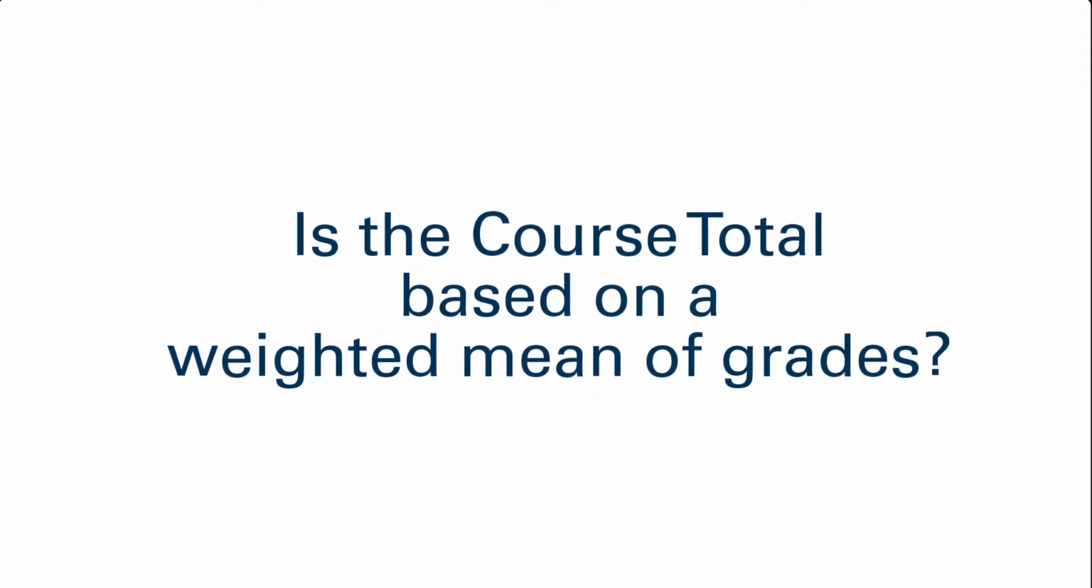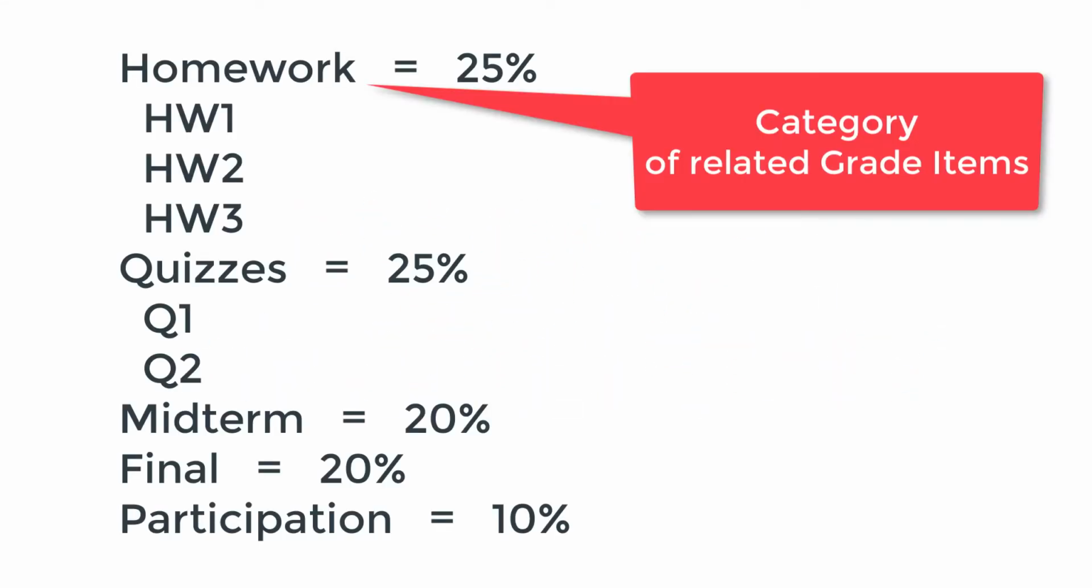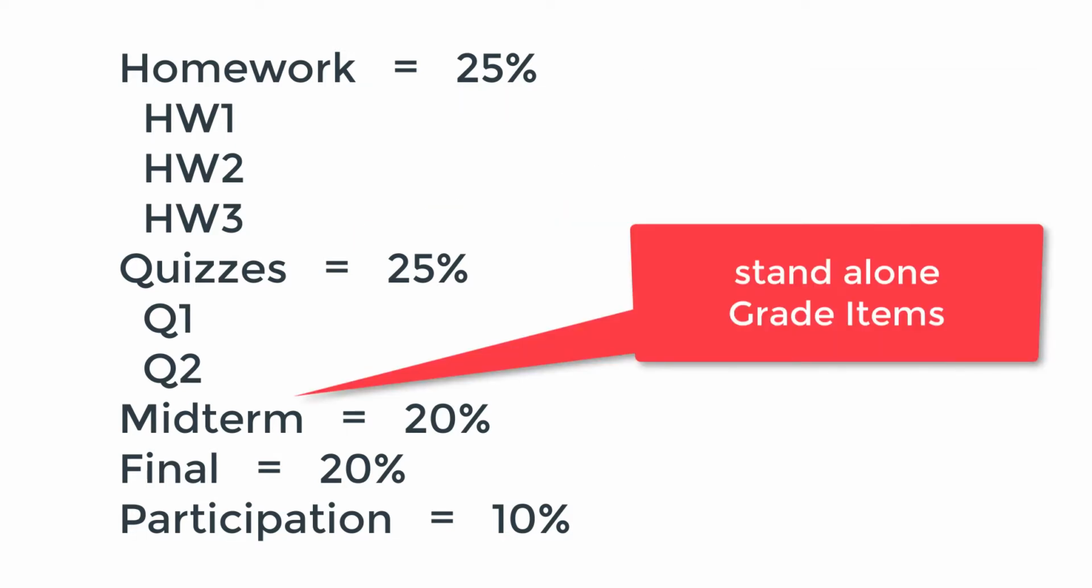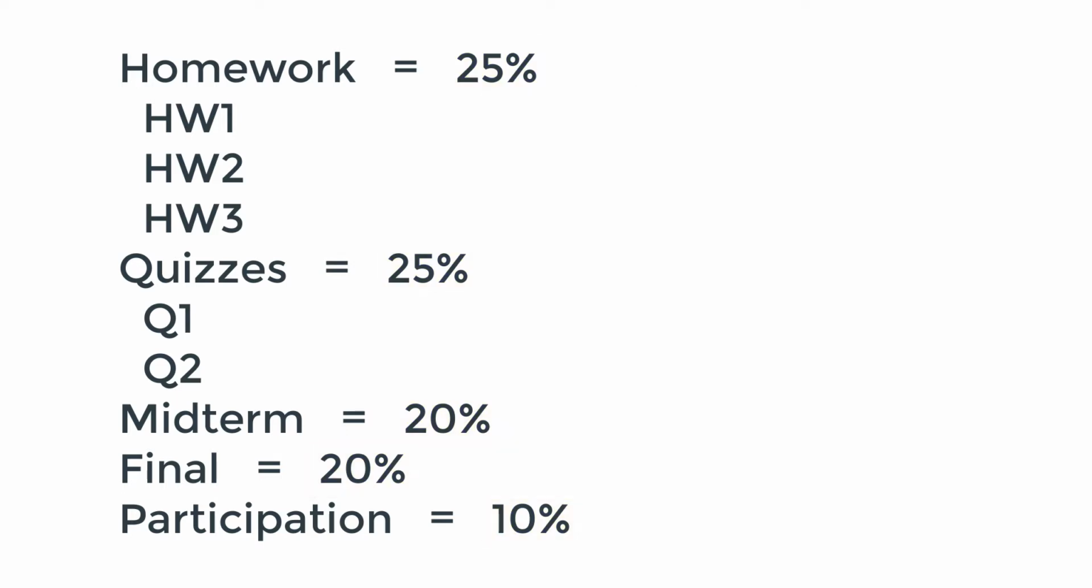If you're not sure if you weight your grades, take a look at this example. Notice in this example, there's a homework category with homework grade items within. There's a quizzes category with quiz items within, and standalone grade items such as midterm, final, and participation. Each category and each standalone grade item carries a weight percentage towards the course total. If your grade breakdown is similar to this, this tutorial is for you.